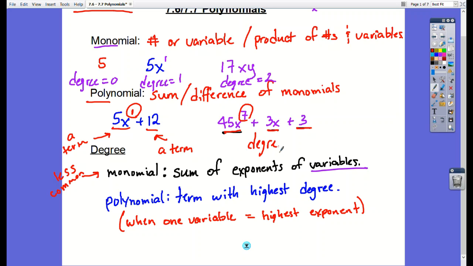You don't add them up. At no point do we say add them up, right, for a polynomial. That's our definition for a monomial. You're going to get these confused at first, so just pay close attention. Polynomials, you look at each individual piece. Just find the one with the highest degree, right? Don't add them up.